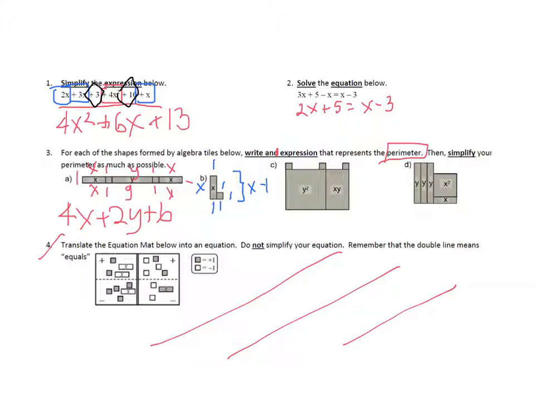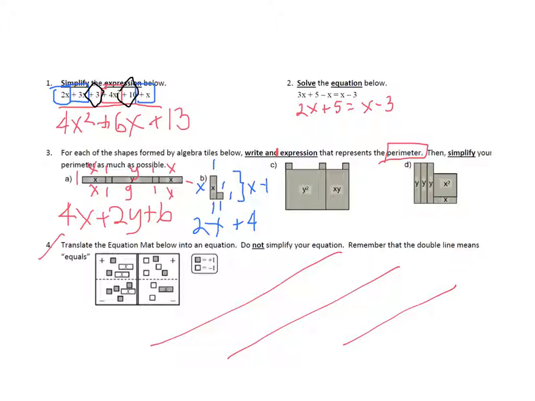So now I add up all my stuff. I got x and x. That's 2x. I got 1, 2, 3, 4, 5. Positive 5 minus 1. 5 minus 1 is plus 4. That is my total perimeter. Believe it or not. So be aware of that.